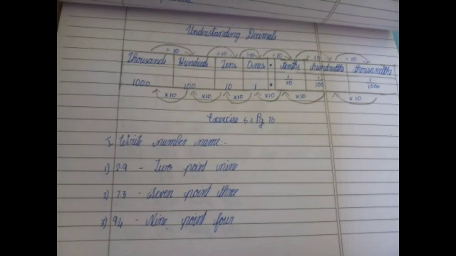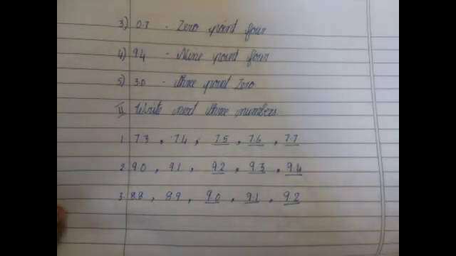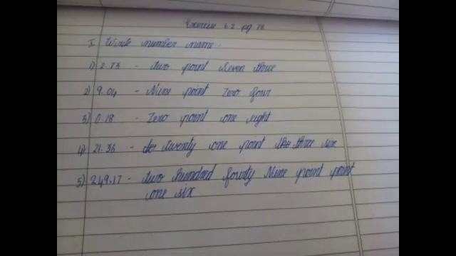Otherwise, in place of point, you can use "and" also. 7.3 means seven point three, in spellings you can write. As we did in the book, similarly you have to write in the classwork the next three numbers: 7.3, 7.4, 7.5, 7.6, 7.7, like 9.0, 9.1, 9.2, 9.3, 9.4.